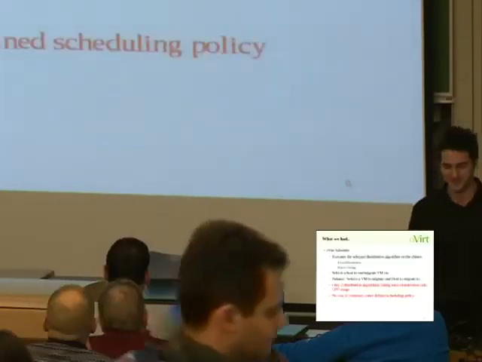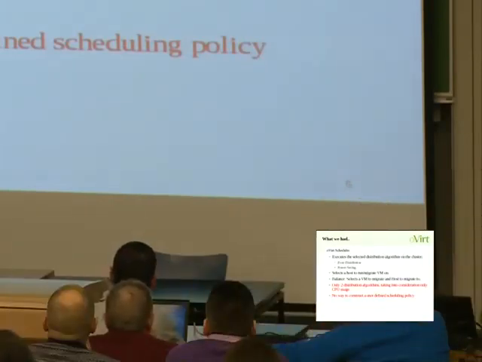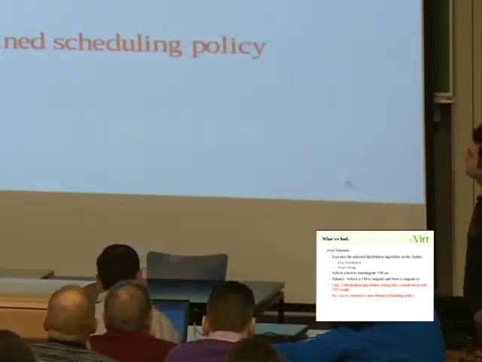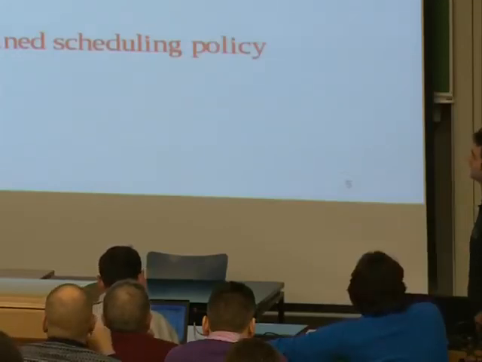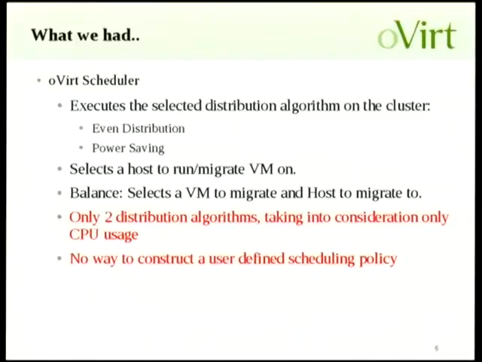Okay, what we had in oVirt a long time ago: basically we had two distribution algorithms for running and migrating VMs. When we ran a VM, we selected a host based on CPU load policies, either even distribution of CPU load or power saving, and that's pretty limited. We have only two distribution algorithms, and we can't construct a user-defined one. Basically, that is it.